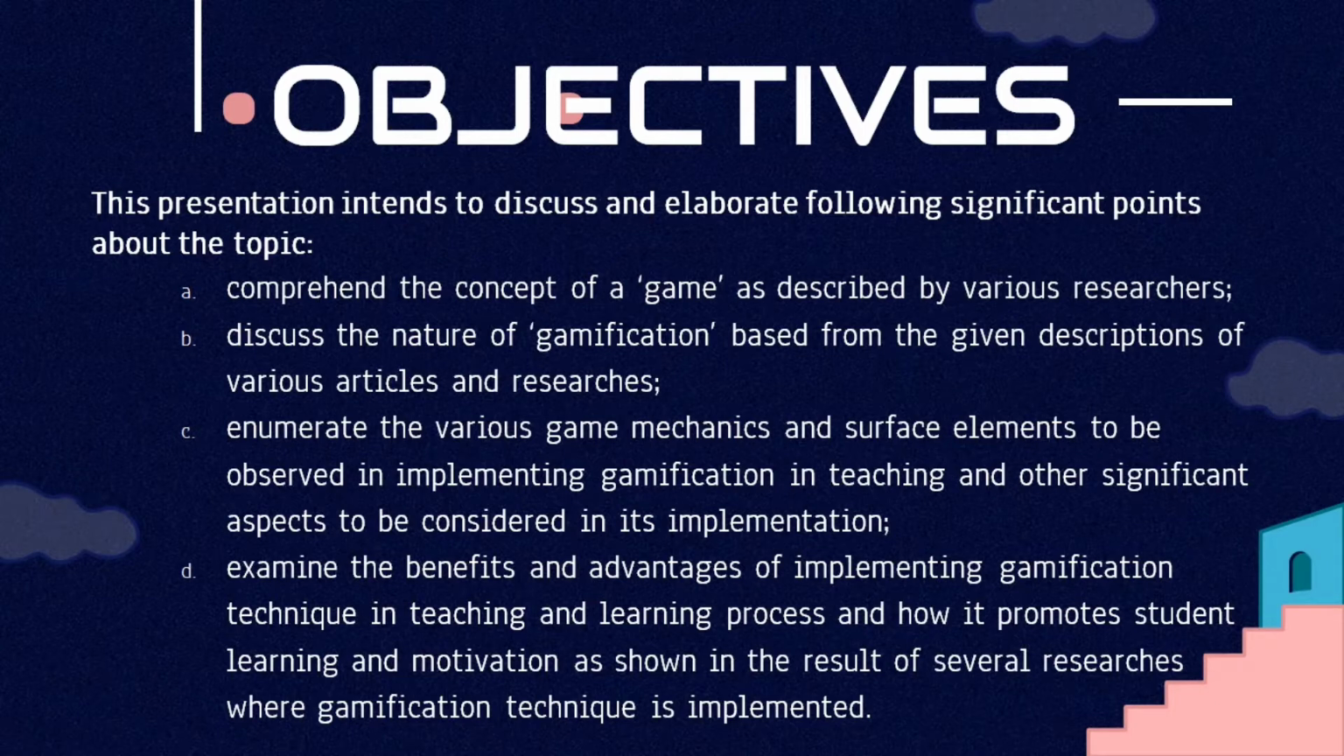First, comprehend the concept of a game as described by various researchers. Second, discuss the nature of gamification based on the given descriptions of various articles and researches. Third, enumerate various game mechanics and surface elements to be observed in implementing gamification in teaching, and other significant aspects to be considered in its implementation.